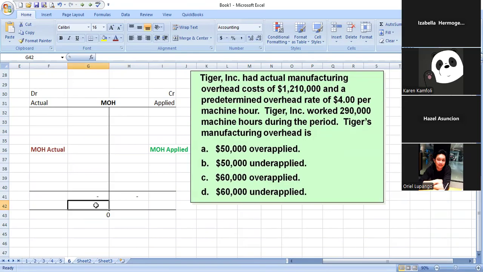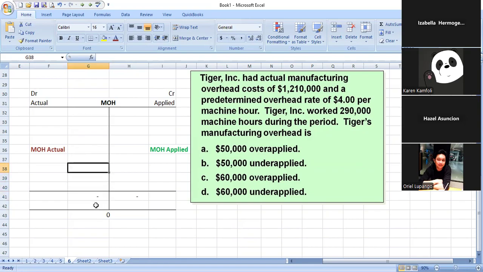The actual manufacturing overhead was that much. Predetermined overhead rate was $4. And for the actual work, they're applying the overhead. Now you can see that's not direct labor hours. They're using the machine hours to apply the overhead. Machine hours that they worked is 290,000. The question is, is the overhead over applied or under applied? And how much?